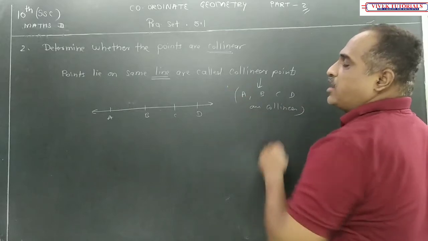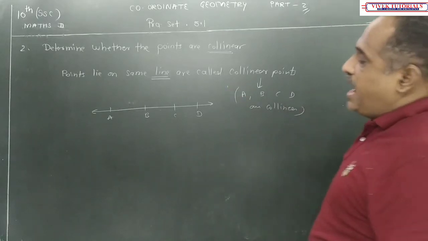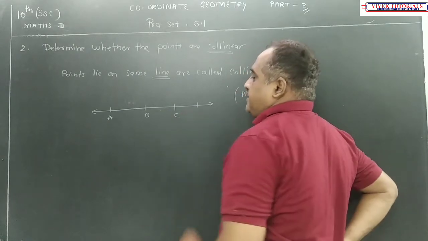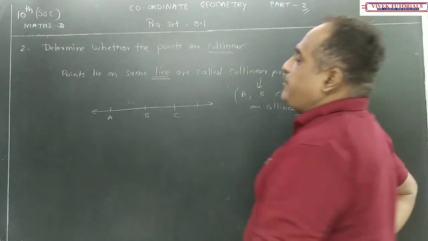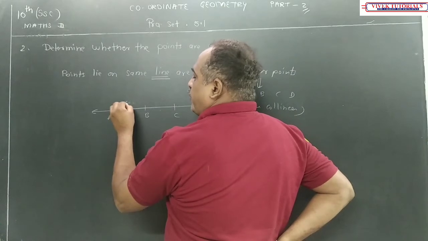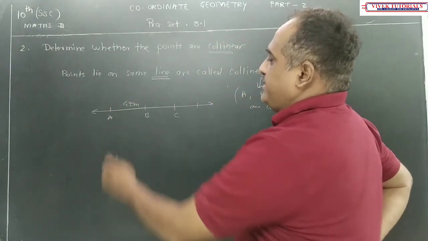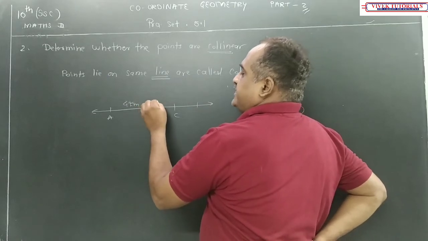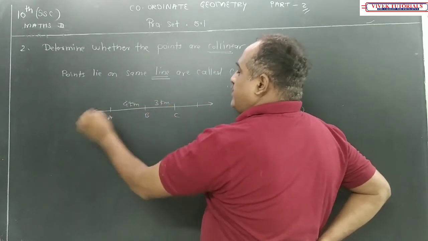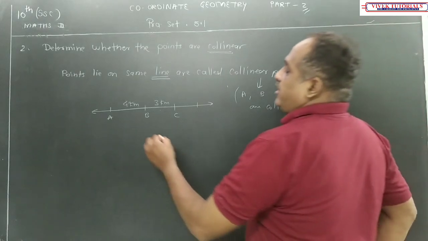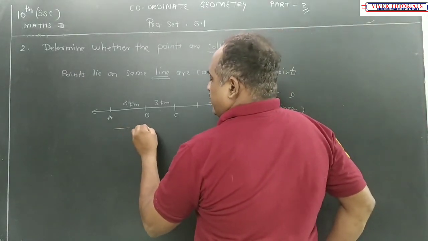It is a very simple concept. Now, forget about that. We are just talking about the 3 points, that is A, B, C. Suppose AB is 4 kilometers and BC is 3 kilometers. Can you tell me the distance between A and C? Definitely it will be 7 kilometers.